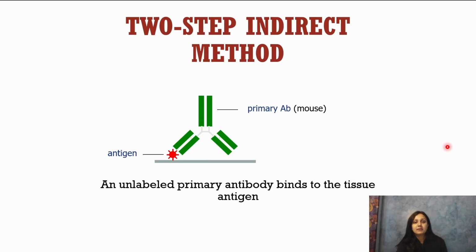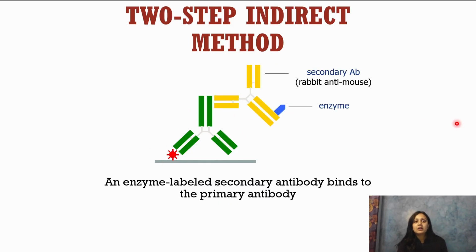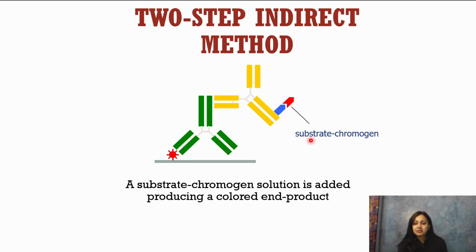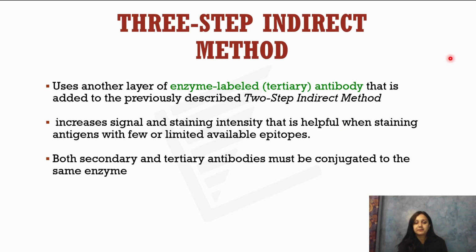Now moving on to the two-step indirect method. Why is it indirect? Because it does not just involve the primary antibody and the antigen. It starts to involve the secondary, tertiary, and many more other antibodies as well. So there is an unlabeled primary antibody which is binding to the tissue antigen, as we've seen in the previous step. Now the addition is a secondary antibody to which the enzyme is attached. Now the substrate chromogen complex gets attached to the enzyme attached to the secondary antibody and not the primary one.